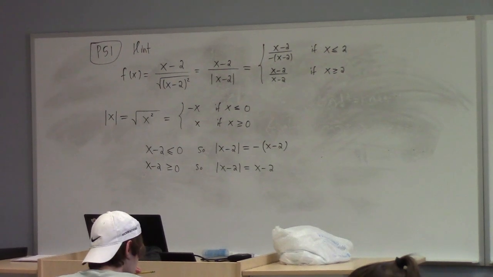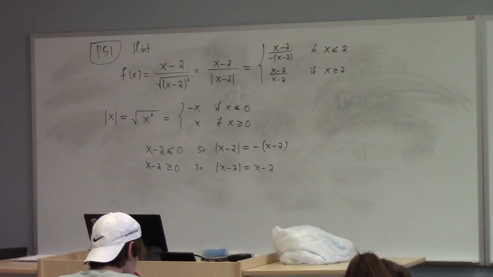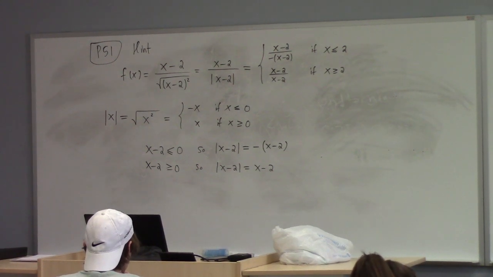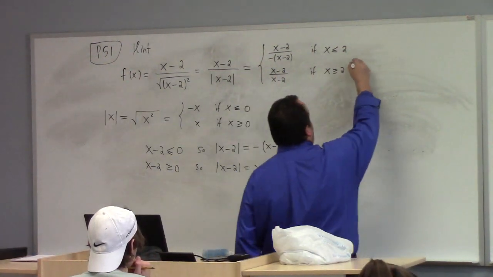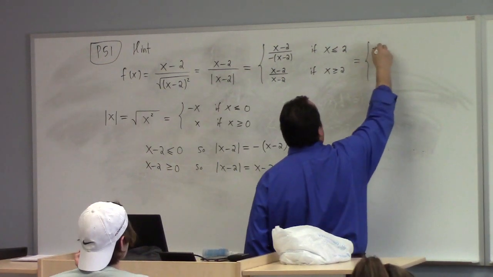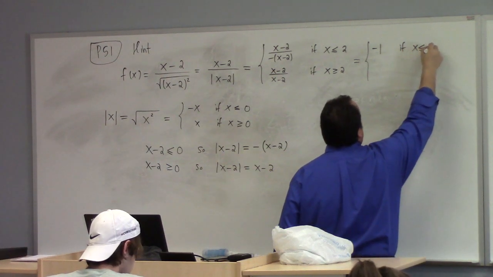All right, can you guys simplify what I have on the board? What is x minus 2 divided by minus parentheses x minus 2? What is that? Yeah, the top one's negative 1? Very good. So we got negative 1 if x is less than or equal to 2.